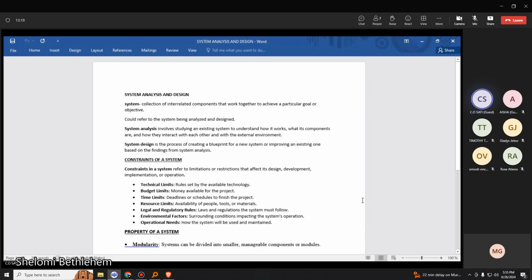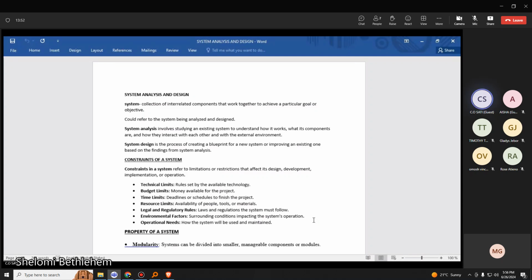One of the constraints of a system, we have technical limits, we have the budget limits, we have the time limit, and another one you have resource limits. And the fifth one, we have legal and regulatory rules. We also have environmental factors and operational needs. I hope you have put them down so that we can get an explanation.